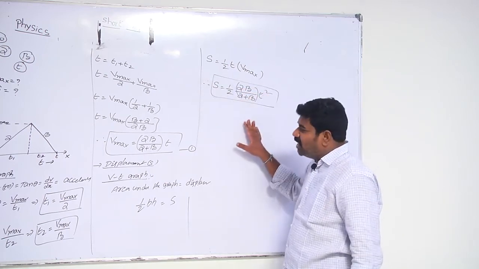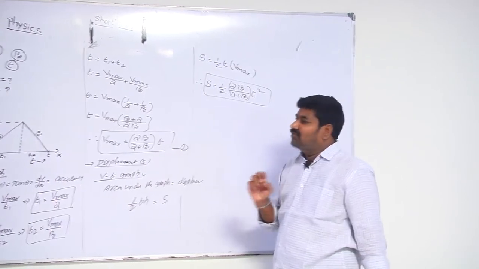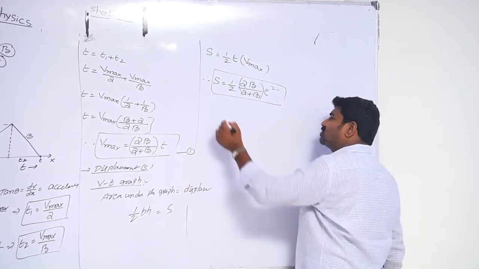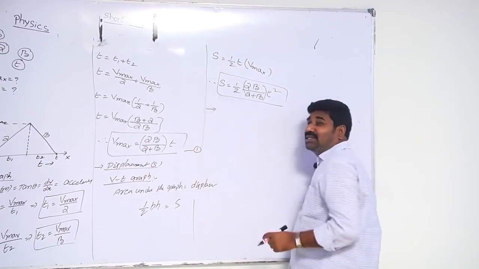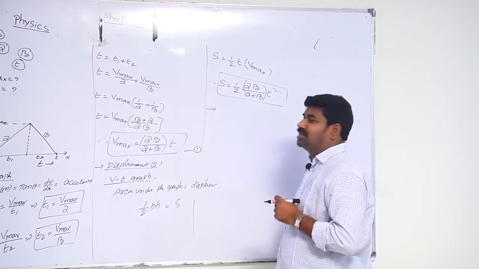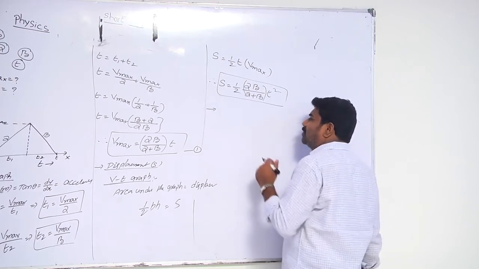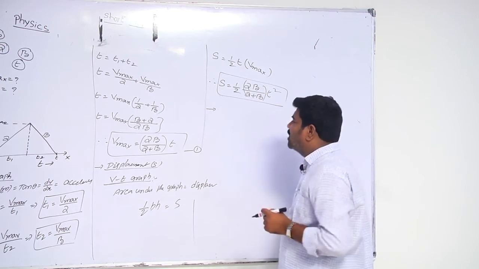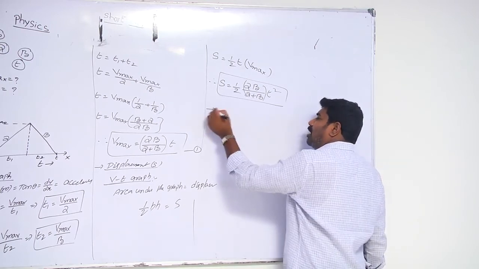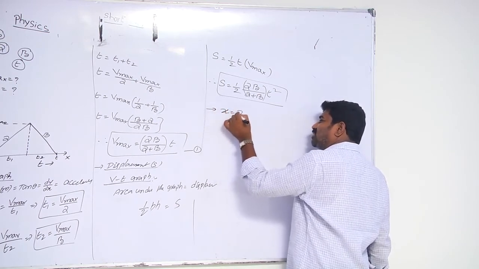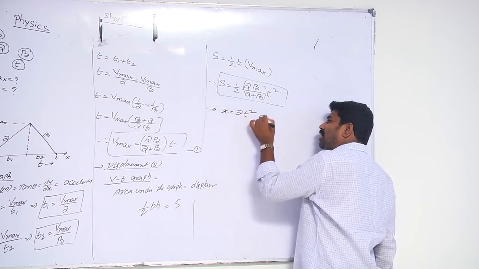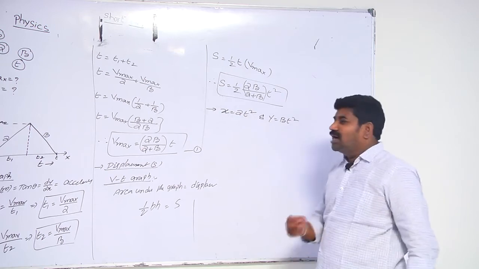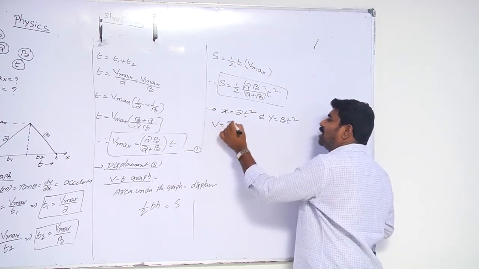This is the displacement, and this is the maximum velocity. This is based on the graphs. Now, how can you solve the problems based on differentiation and integration? Here, for example, if a particle is moving in a plane according to the equations x is equal to alpha t square and y is equal to beta t square, then what is the velocity of the particle?